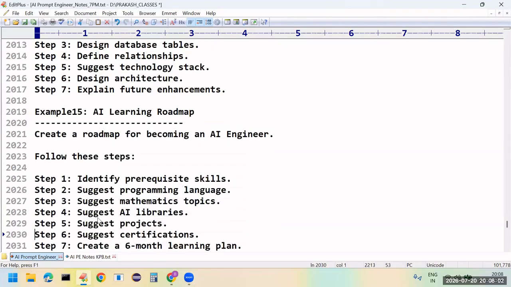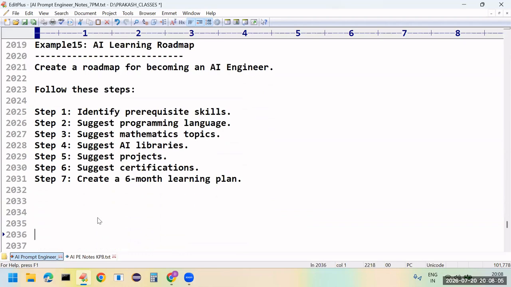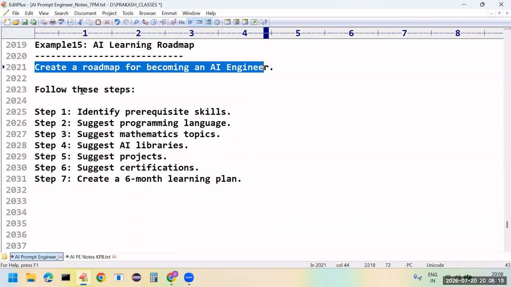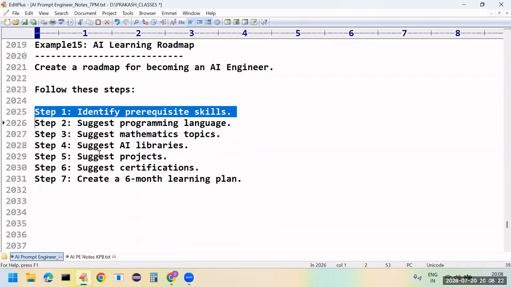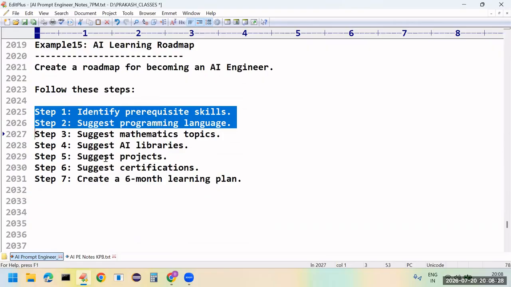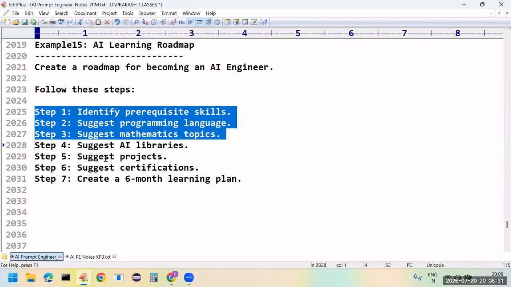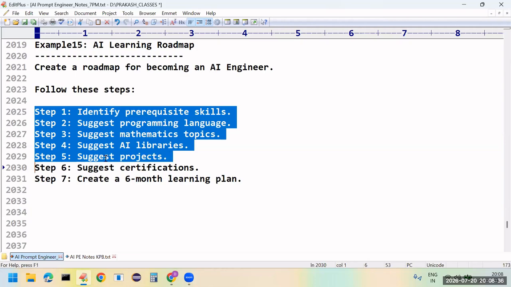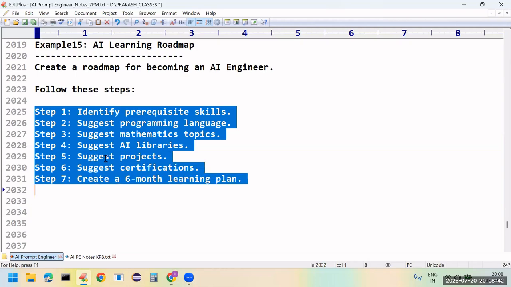AI learning roadmap. Have a look once. Create a roadmap for becoming an AI engineer. Follow these steps. What is the first step? Identify the prerequisite skills. Second, suggest a programming language. Third, suggest mathematics topics. Suggest AI libraries. Suggest projects. Suggest certifications. Create a 6 months learning plan.